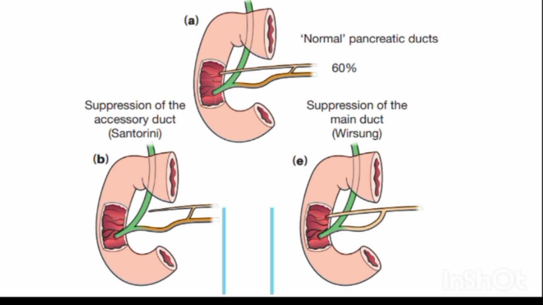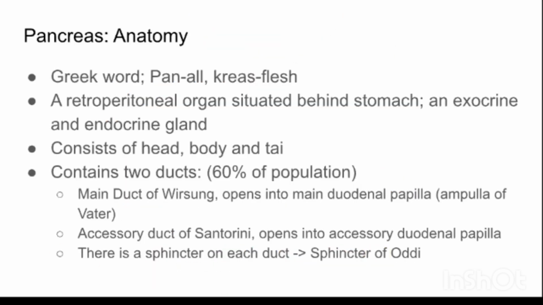So, two types of variations can exist in these ducts. In one, the accessory duct is absent and only the main duct drains into the duodenum. And in another portion of the population, the main duct is absent or joins the accessory duct, which drains into the duodenum. And here, this is where the problem starts. Now, there is a sphincter on each duct called the sphincter of Oddi.